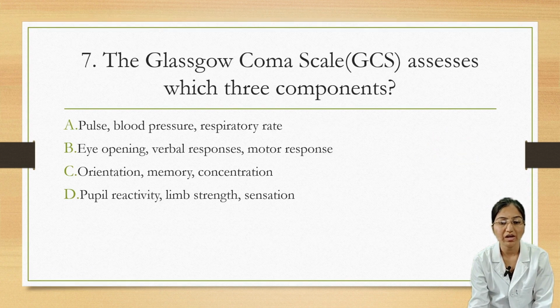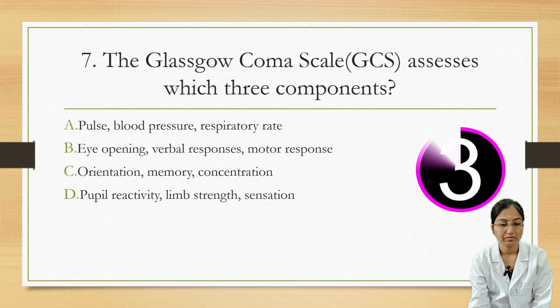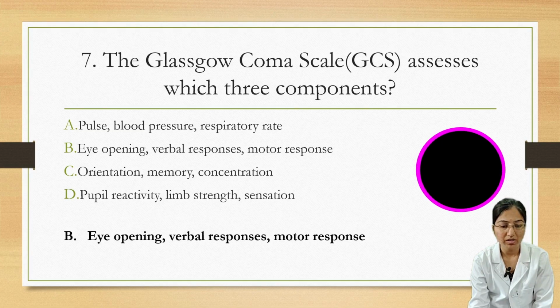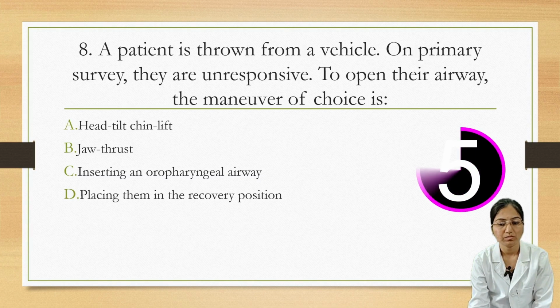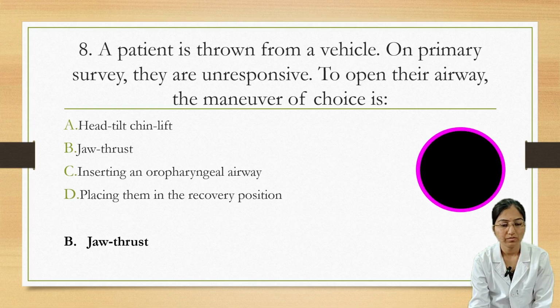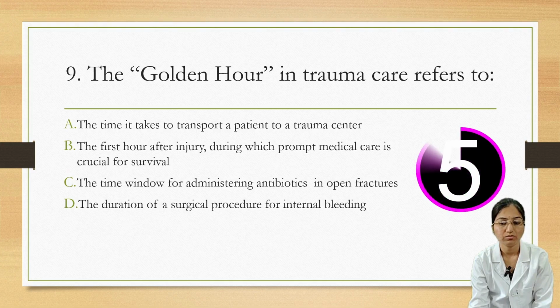Next question. The Glasgow Coma Scale assesses which three components? Eye opening, verbal responses, motor response. Next question. A patient is thrown from a vehicle. On primary survey, they are unresponsive. To open their airway, the maneuver of choice is jaw thrust.